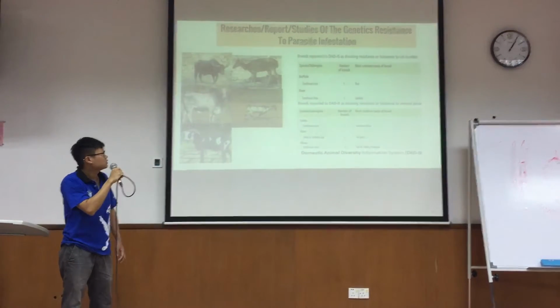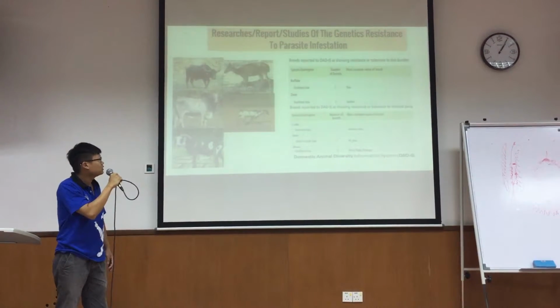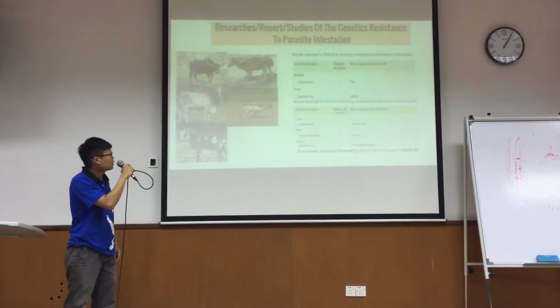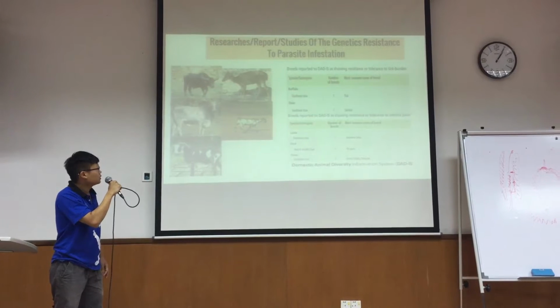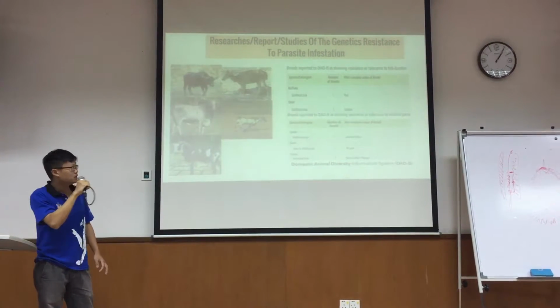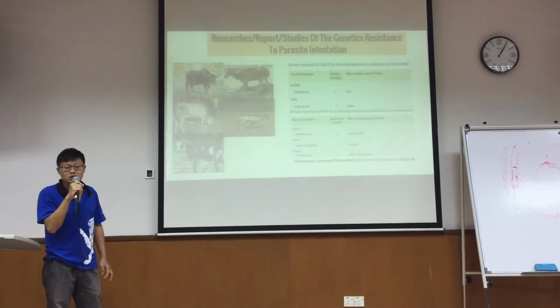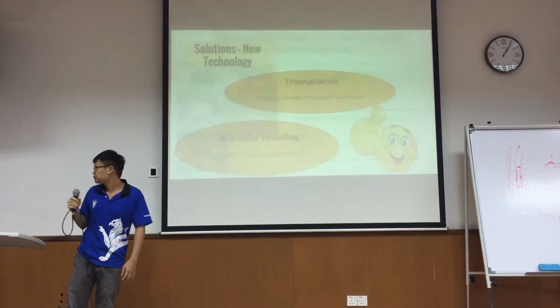So this is research about parasitic infections, which will be focused upon buffaloes, deer, cattle, goats, and sheep. For the deer that we can find in Malaysia, the sambar deer is more resistant to tick infections. So next.